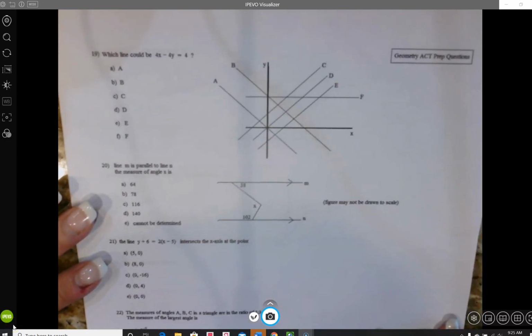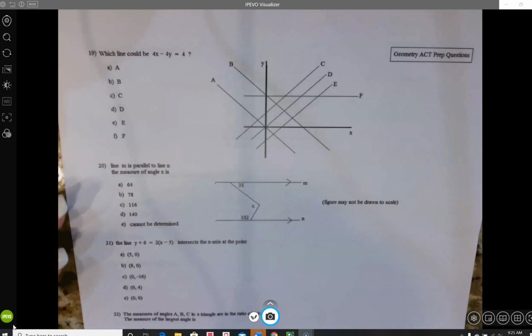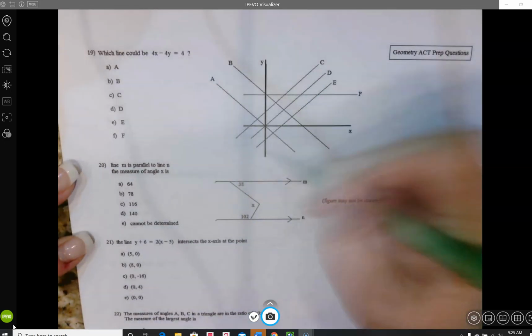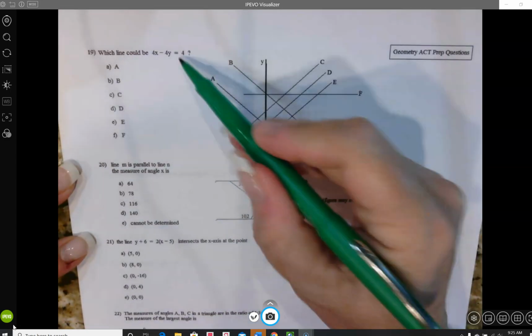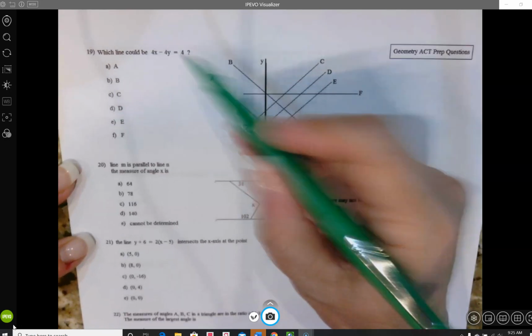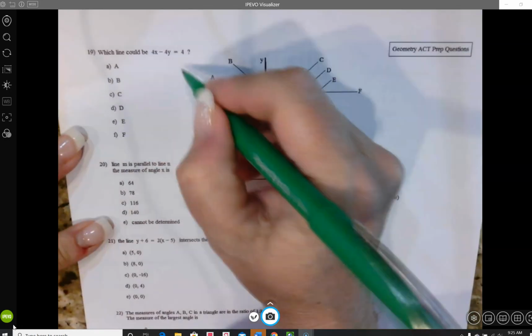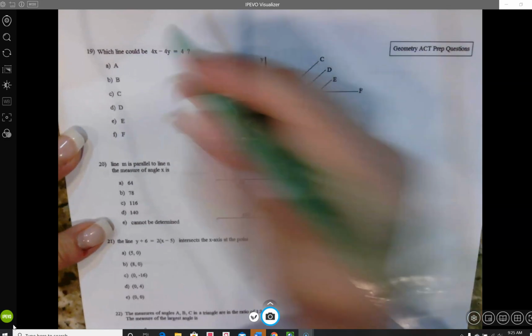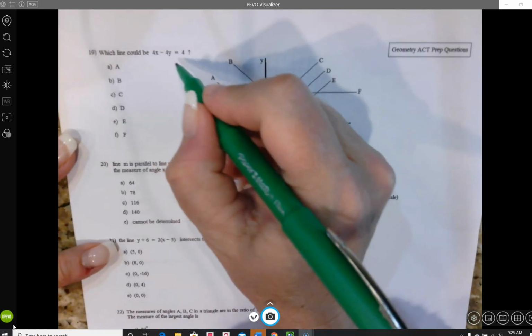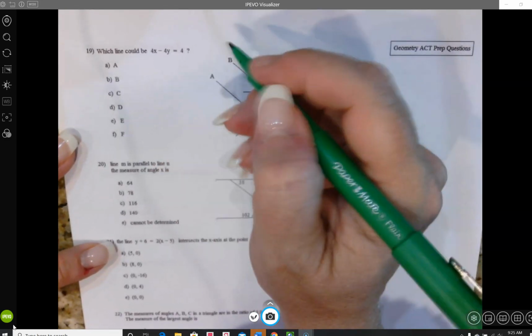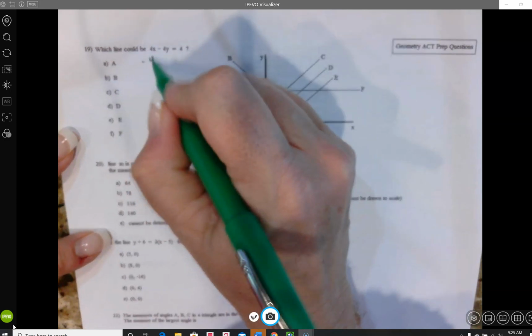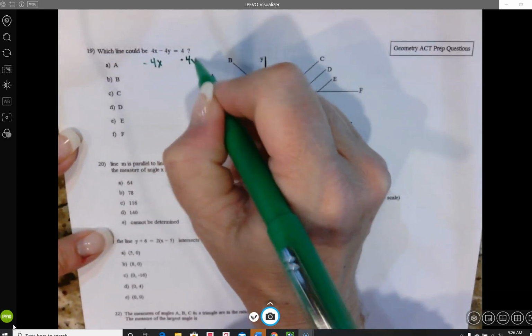All right, this should be our last section on our ACT packet. So we're going to start with number 19. We've got a series of lines and we're given the equation 4x minus 4y equals 4. For me personally, I like to solve and get y by itself so that we're in y equals mx plus b form.